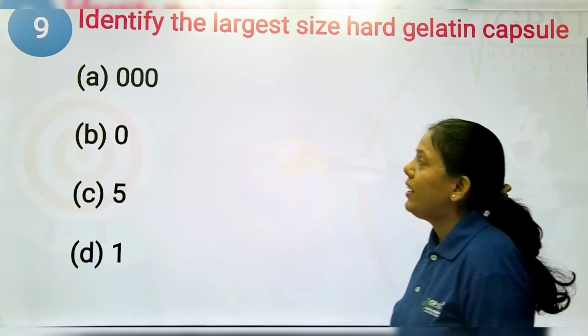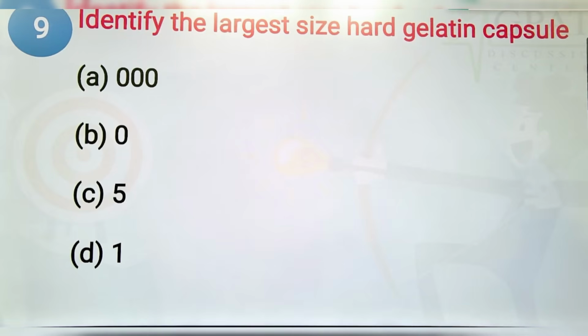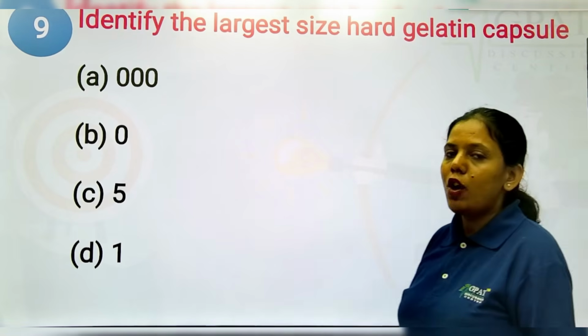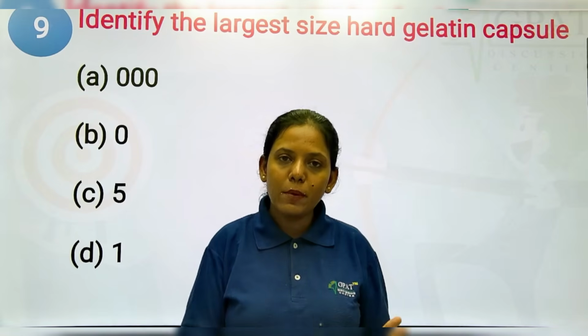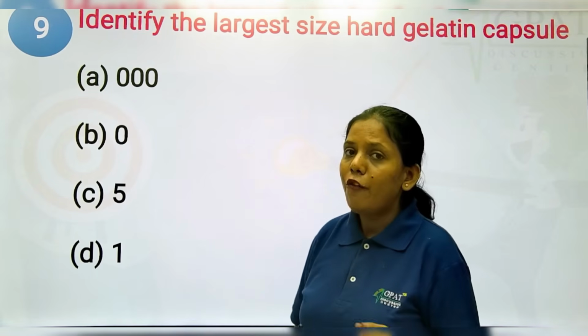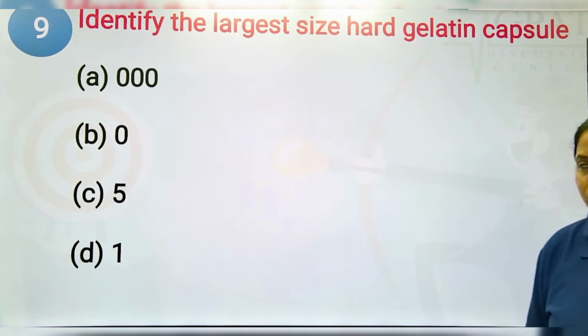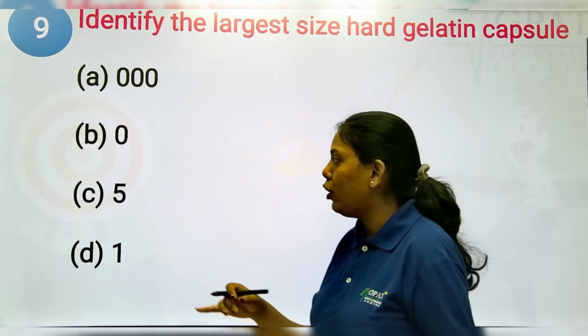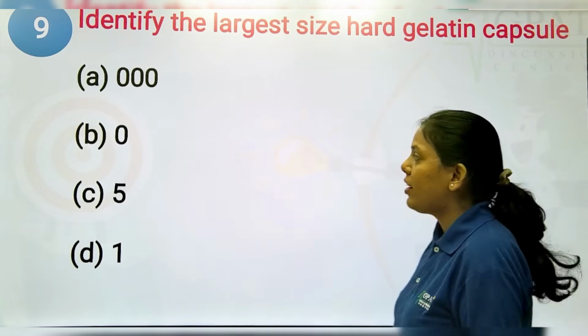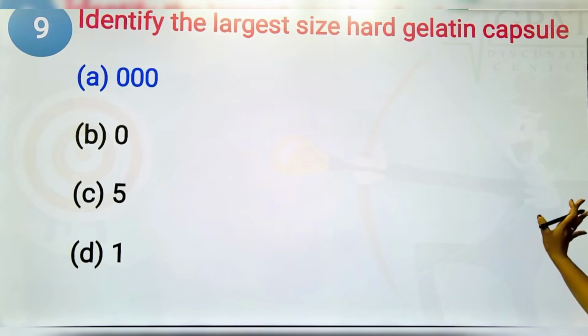Next is to identify the largest size for the hard gelatin capsule. The hard gelatin capsule is a 2-piece capsule. The sizes are 000, which is the largest, followed by 00, 1, 2, 3, 4, 5, with 5 being the smallest in terms of volume. So 000 is the largest. Option A is the right answer.